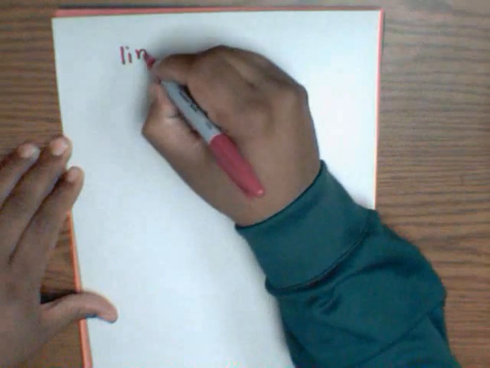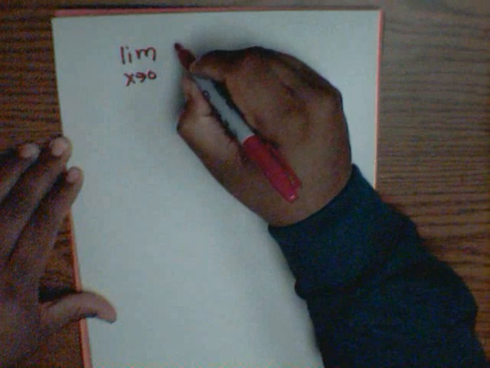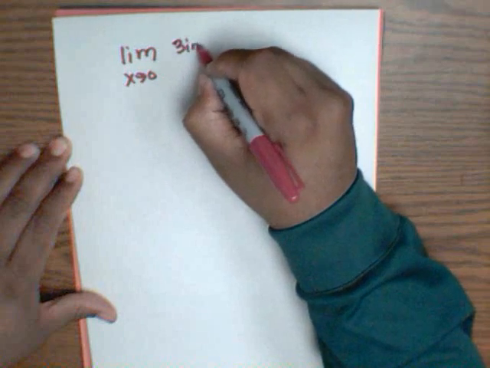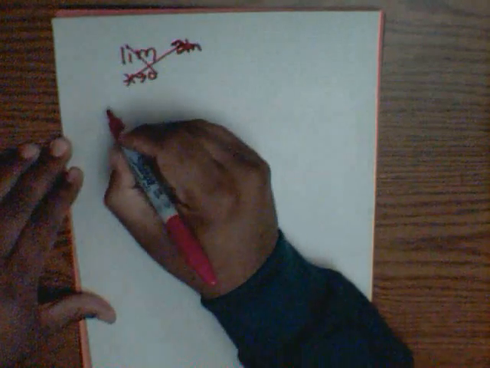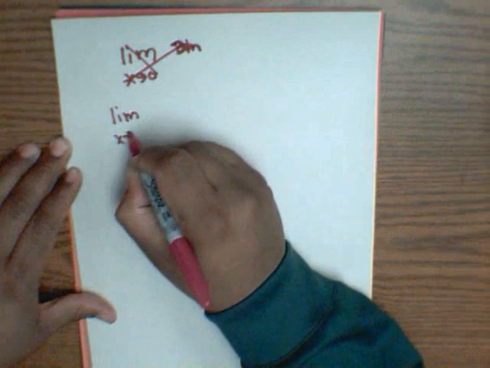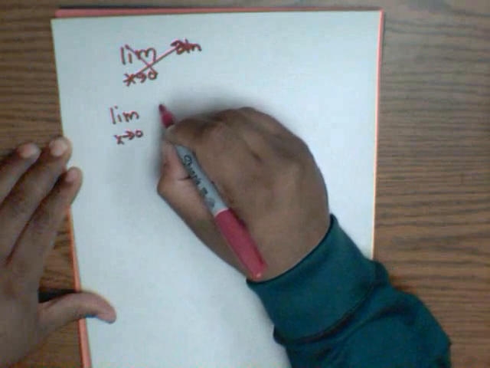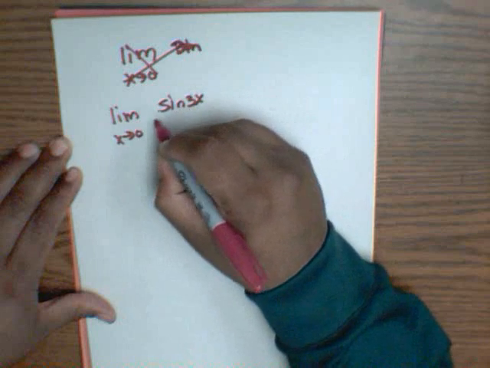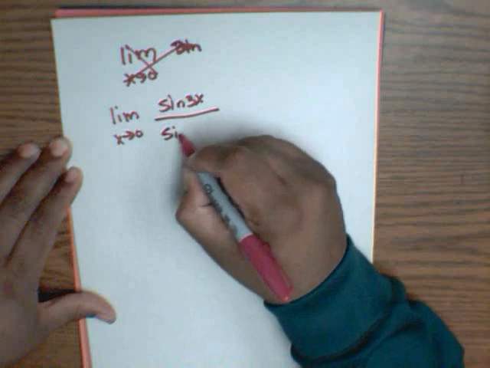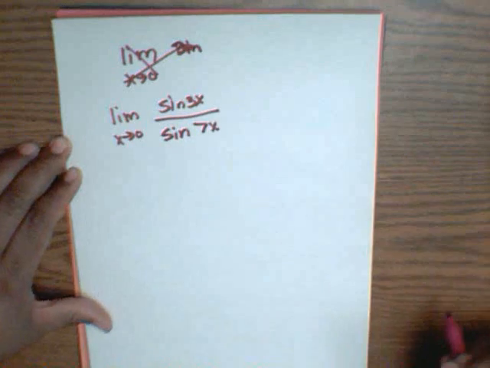Another example here. This time, oh, black doesn't work for you. Let's say we are looking at the limit as x approaches 0 of 3, excuse me, let's just cross that out. I won't restart the video. The limit as x approaches 0 of sine 3x divided by sine 7x. Well, what did I do?